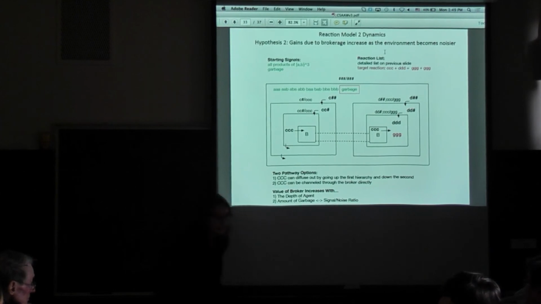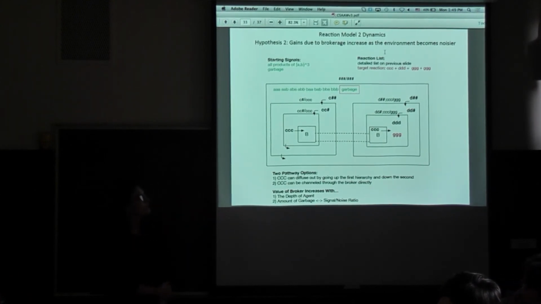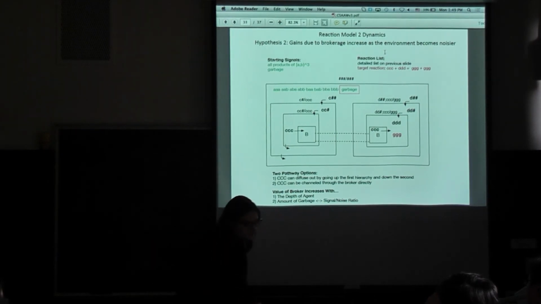Okay, so the second model I did was, I wanted to see what would happen if you put garbage in the environment, because often it's not just the signals that you want in the environment, it's the signals that you don't want. You're trying to sift through and figure things out. So you start with everything the same except you start with some amount of garbage in the system. And my hypothesis was that the value of the broker would increase with the amount of garbage, which is like the signal to noise ratio in the system.